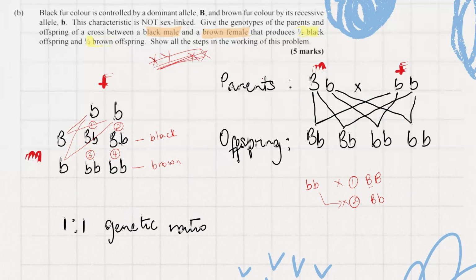So you just want to show this is where your parents are, this is the offspring that you get. And then a next step that I like to do is to put your genotypic ratio and your phenotypic ratio. So with your genotypic ratio, we have a 1 to 1 because we have 1 part black, 1 part brown, and we'll have the same thing in terms of the phenotypic ratio. We'll have 1 part black, 1 part brown there.